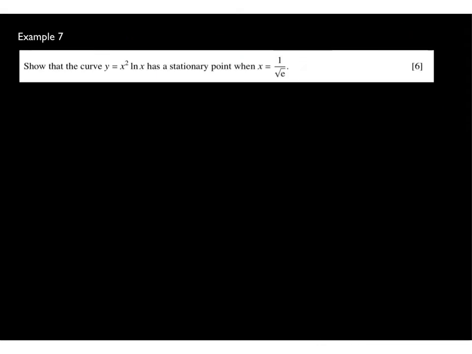Example 7, we're looking for a stationary point. So again, we need to find dy by dx, and there's a product here. I'm going to set u equal to x squared, I'm going to set v equal to ln x, and I'm going to differentiate both of these parts of the product, two easy derivatives here.